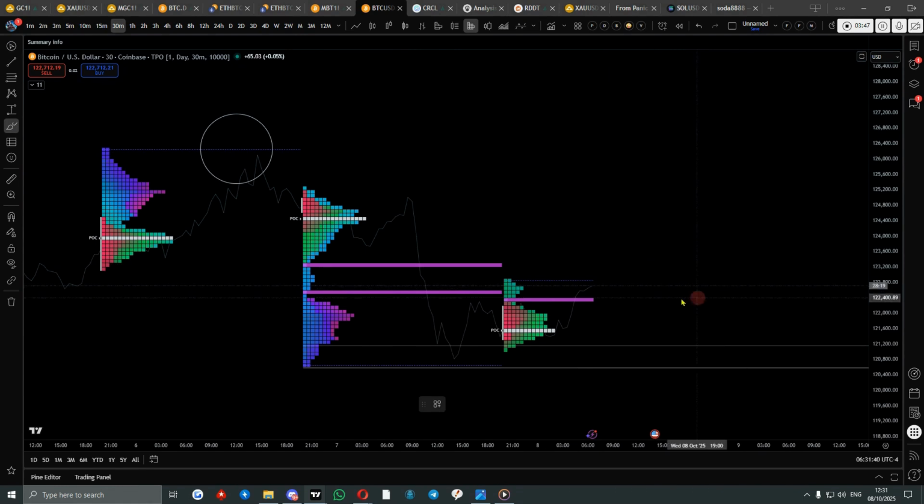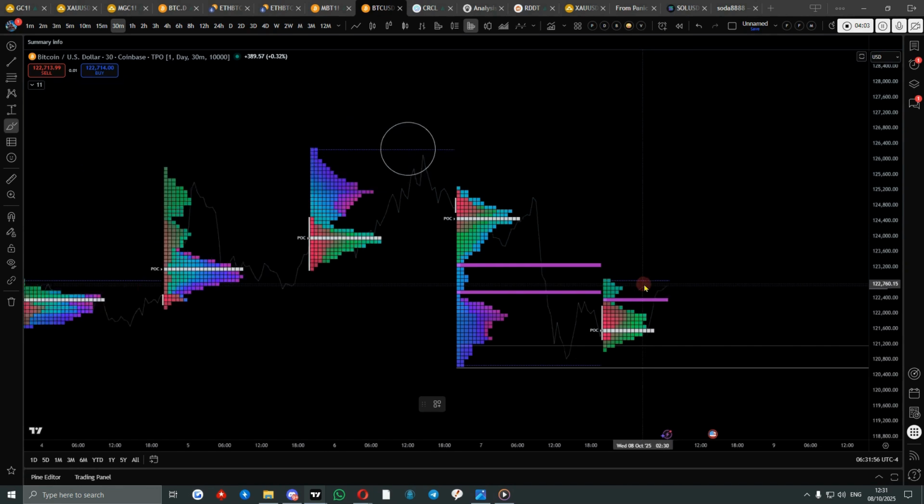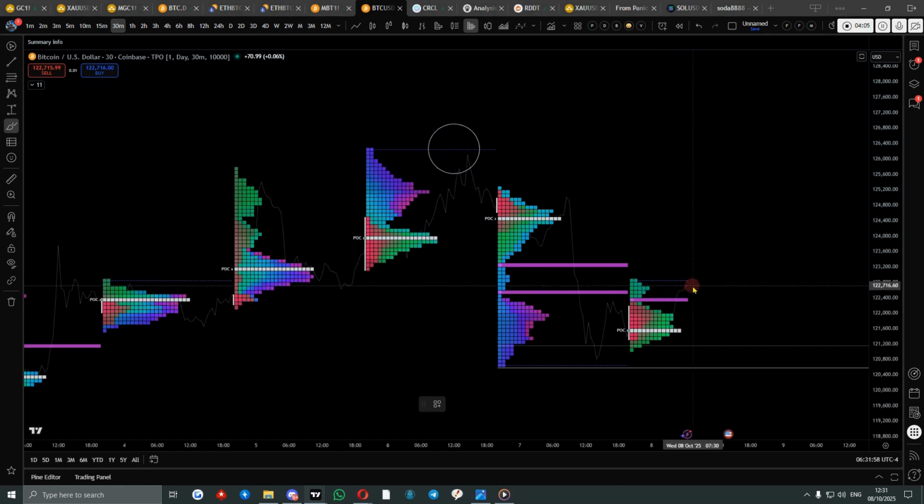So, okay, here we are. We're at 122K. We can see we have single prints here, so we have unfinished business above us. We have a poor high up here. We have our point of control, this is from Monday, and we have a point of control here from Sunday. So I wouldn't be surprised to see perhaps another squeeze to the upside, and either we come into this point of control or come into this zone, 124, 125K.